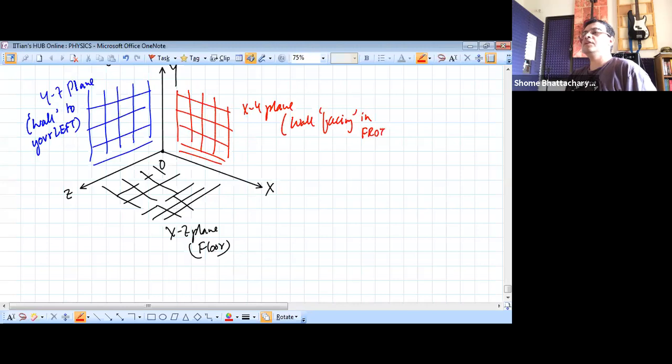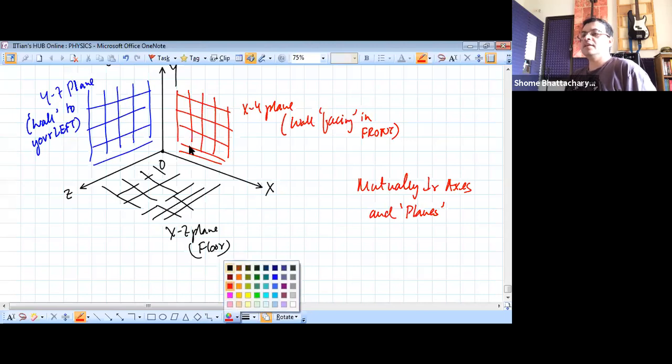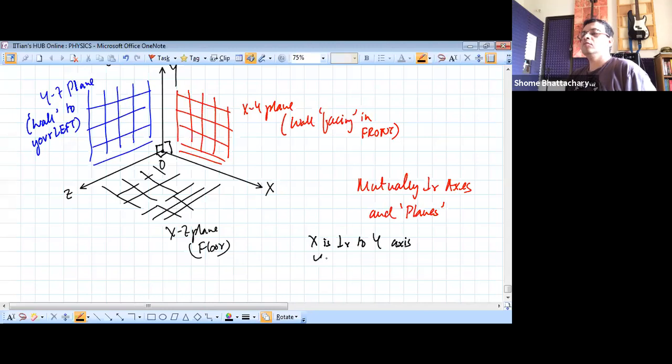The one which is facing in front of you, that is okay. So you can see that they are mutually perpendicular axes and planes. So that means x-axis is perpendicular to y-axis. Y-axis is perpendicular to z-axis. And on the floor, x-axis is perpendicular to z-axis. So x is perpendicular to y-axis. Y is perpendicular to x-axis.